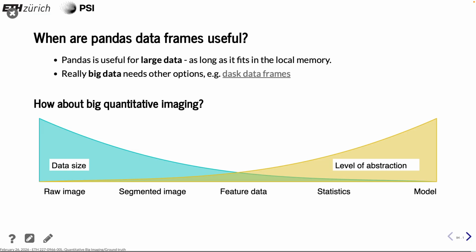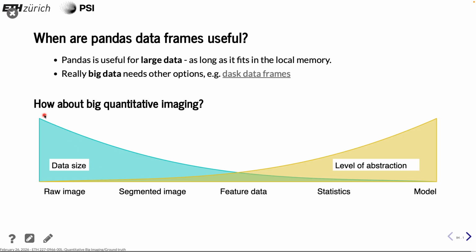And the question is when you should use these data frames. Sometimes it really makes sense, and in other cases I would doubt it. It really depends on how much data you have. The raw images can be terabytes of data, and Pandas is not made for working with that. So that wouldn't be a good case. Also the segmented images, maybe, depends on how you have cropped them. Then when you come into feature data, it starts making sense.